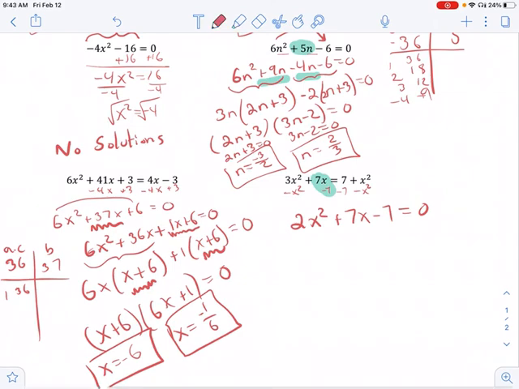I have to factor, and I have no common factors right now, so I'm going to do a times c. My b value is 7. So my factors of 14 are 1 and 14, 7 and 2. And then I'm not seeing that this one actually factors.